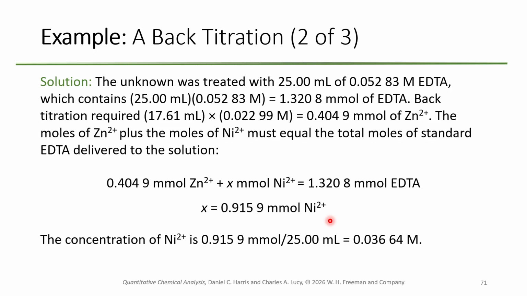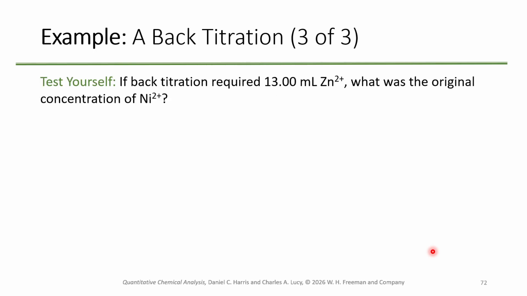Did I lose anybody there? Okay. Once you have millimoles, you can always find out concentration by just taking millimoles divided by milliliters, right? And that'll give you a concentration of the nickel 2 plus in this case. Notice that back titrations are not necessarily that much more difficult than a forward titration. There's a lot of advantages to them, in fact.